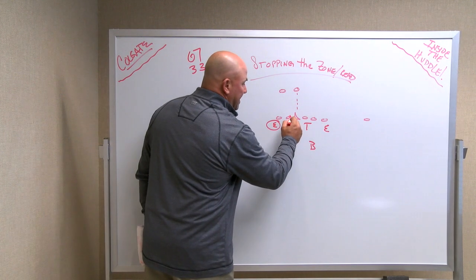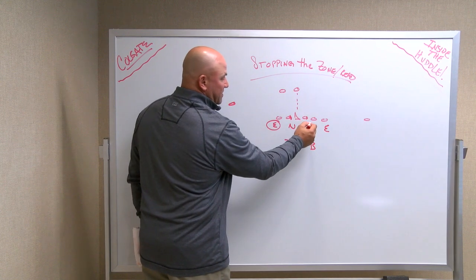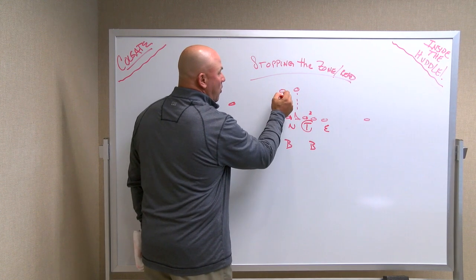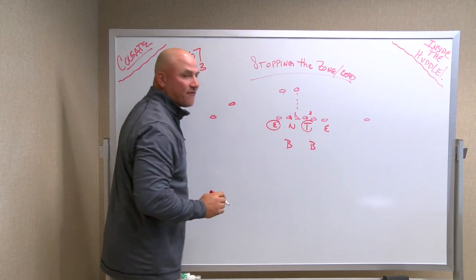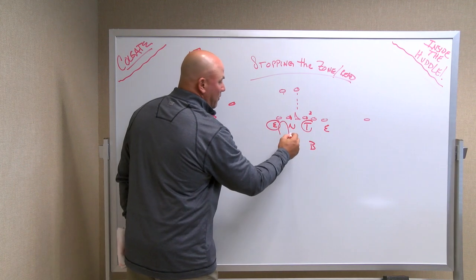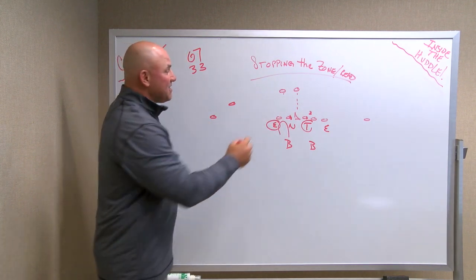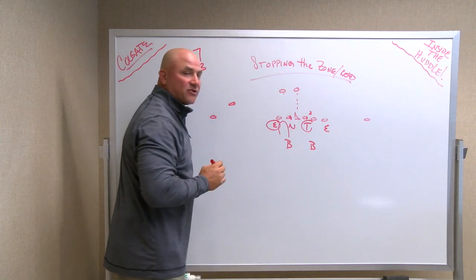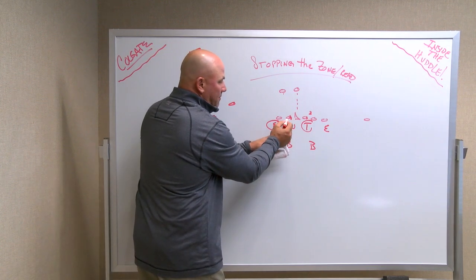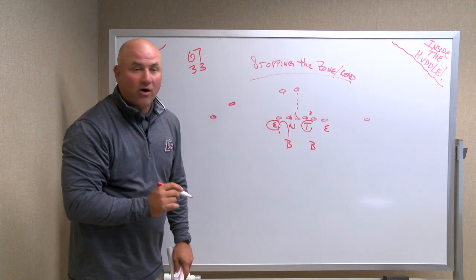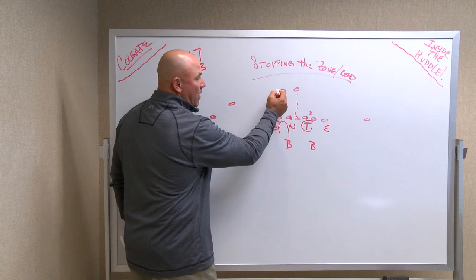And in this 1 technique, usually what you want is you want to set your 3 technique away from the back. You can see how he's set away from the back. You want to make sure the bubble is on the same side as the back. Sometimes you'll see that back switch to the other side, and then you'll see that nose guard move to what we call a 3 technique as well. So you want to have that 3 technique away from the tackle.